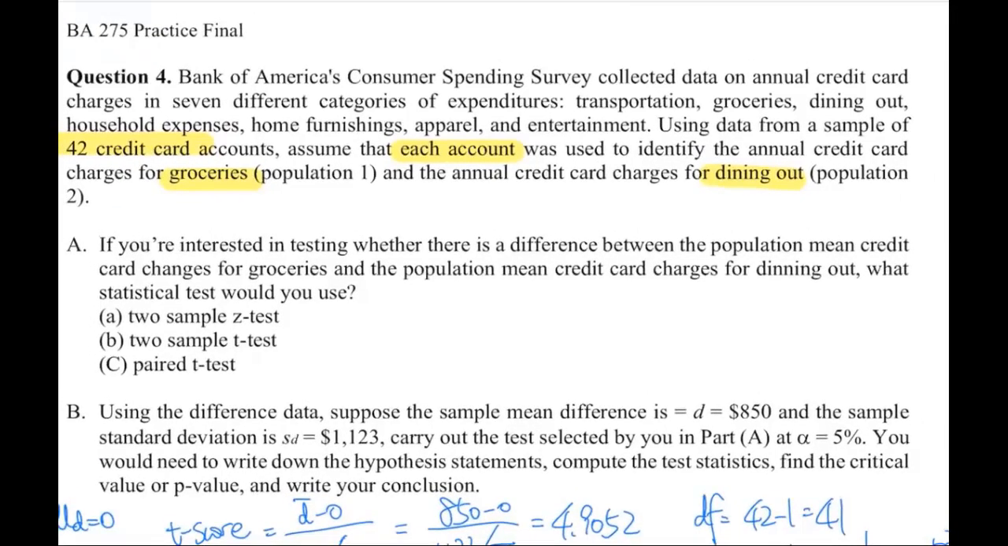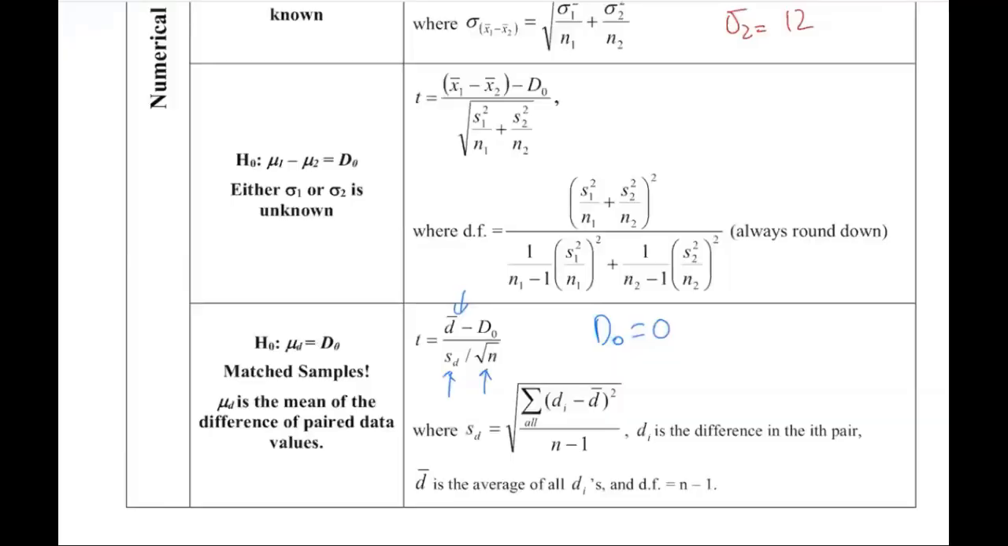So suppose we are using difference data. That means for each individual, for example, I'm going to use Kenan's account, as we were saying. We were able to collect how much he spent on grocery versus how much he spent on dining out. We take a difference, right? And then we know the average difference. That means out of those 40 accounts, one of them is Kenan. And we were able to figure out the sample difference as a D, which is 850.